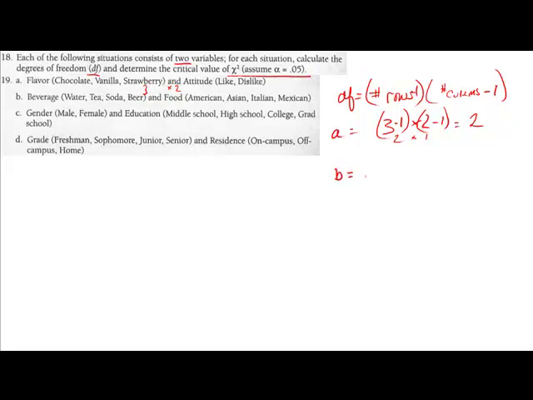All right, B, we have a 4 by 4. So 4 minus 1 times 4 minus 1, 3 times 3 is 9. 9 degrees of freedom. For C, we've got a 2 by 4.